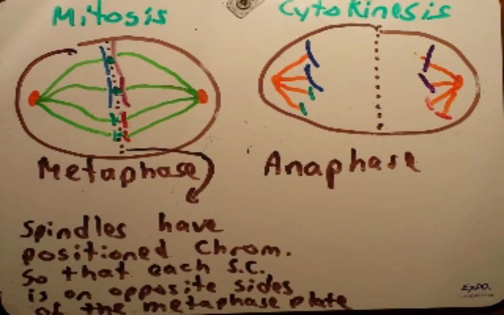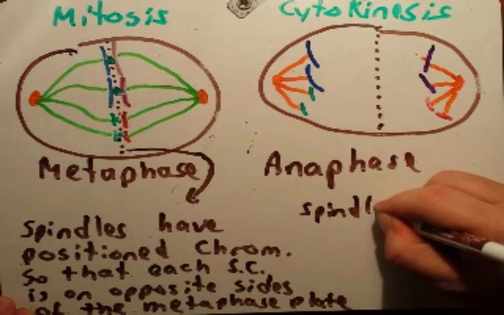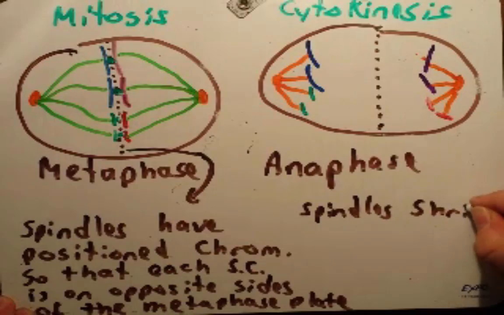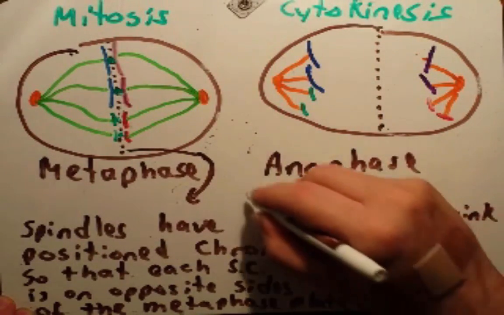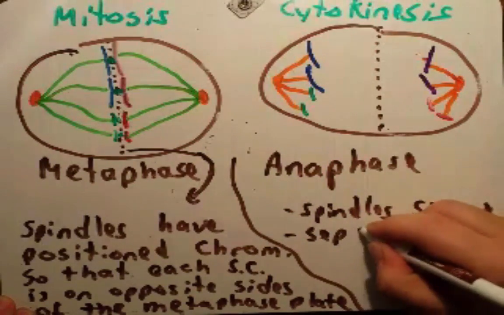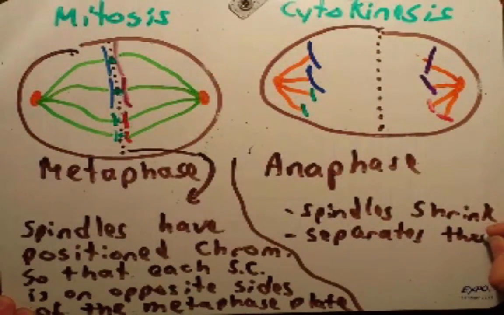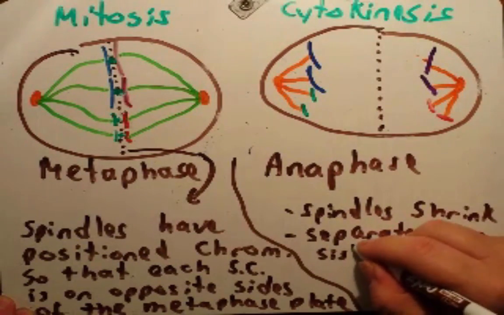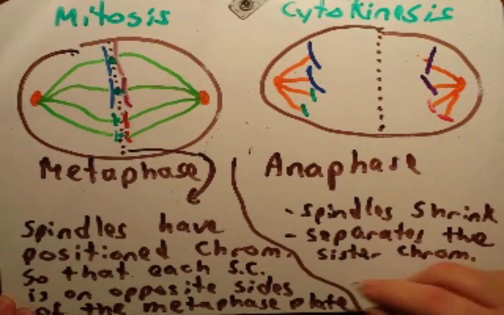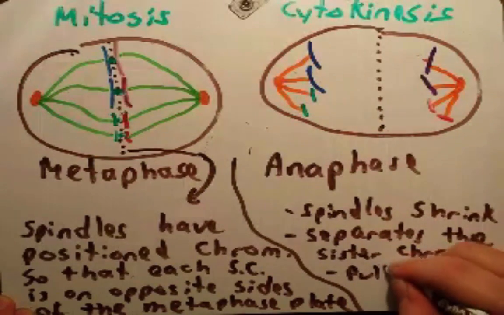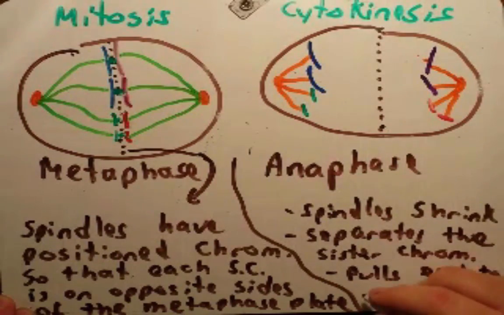So we can say what's happening here. These mitotic spindles shrink. And what that does is it separates the sister chromatids and pulls each to opposite poles.